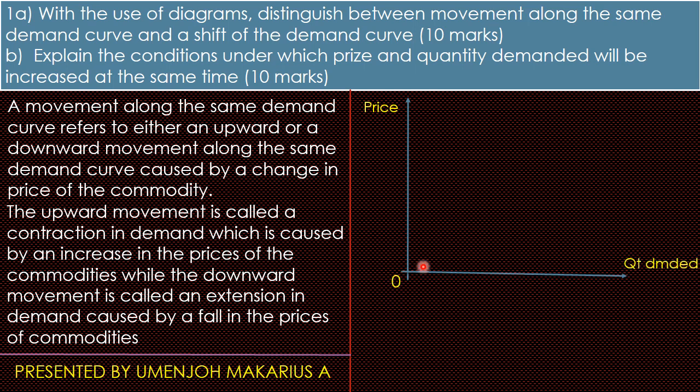So friends, here is our origin. We can call it a 0 point. So friends, we all know the shape of the demand curve, right? The demand curve simply slopes downward from left to right, guys. This is a very important property you should take note about the demand curve. It slopes downward from left to right.